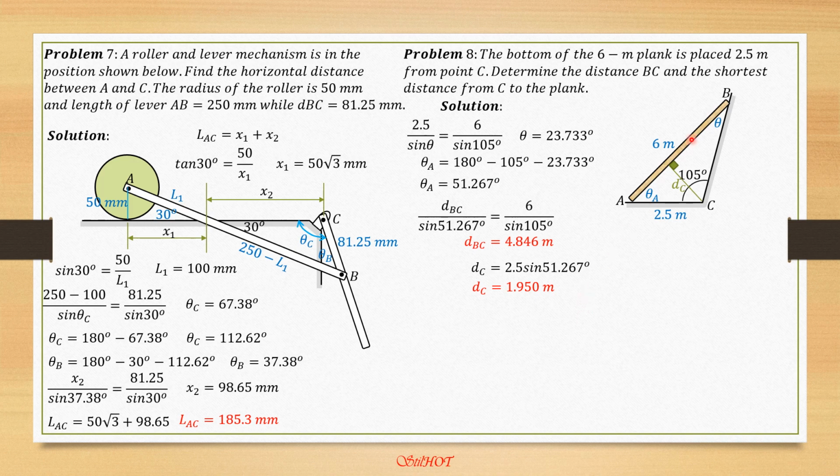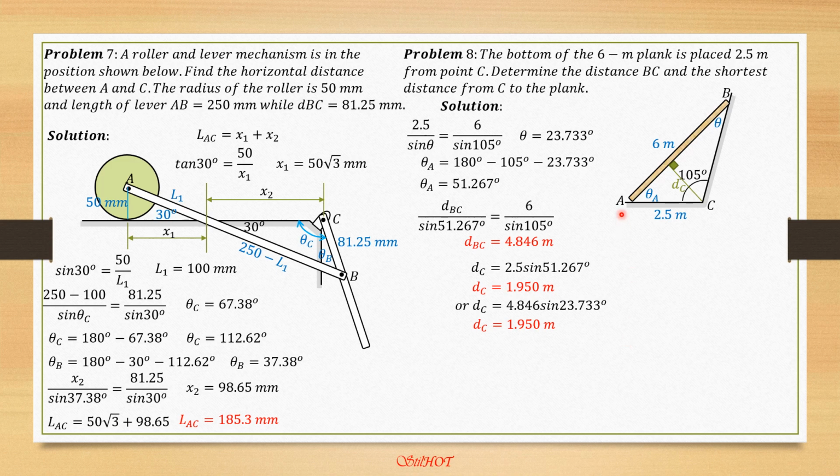Another solution is using this right triangle here. It is distance BC times sine of theta. So 4.846 times sine of 23.733 degrees. Distance C is also 1.950 meters.